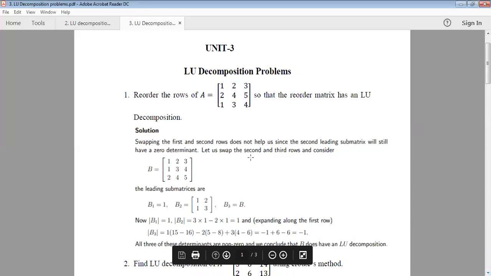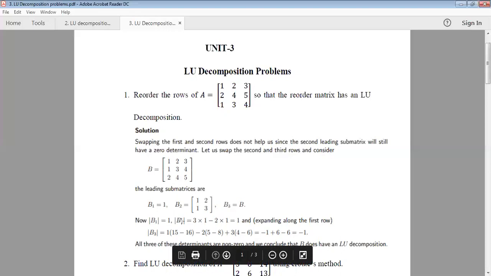Now I am finding all the leading principal minors. For the leading principal minor of order 1, we delete the last two rows and last two columns in matrix B and then find the determinant. Deleting the last two rows means deleting 1, 3, 4 and 2, 4, 5, and the last two columns means 2, 3, 4 and 3, 4, 5. The determinant of [1] equals 1. So the leading principal minor of order 1 is 1.